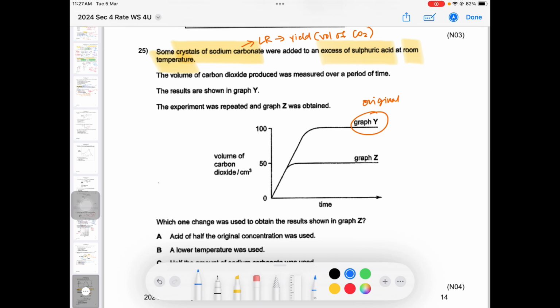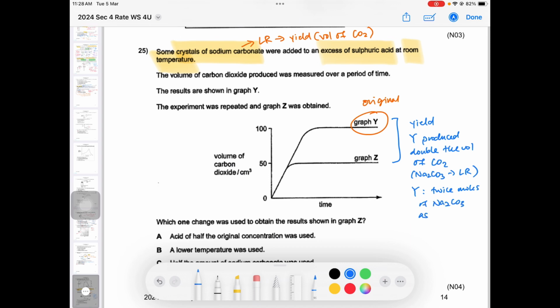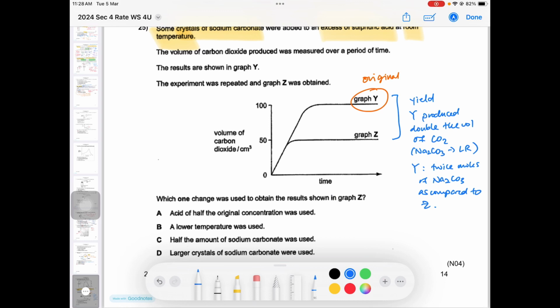So number one, if you look at the yield, I need you to see that Y produced double the CO2. And since sodium carbonate is our limiting reagent in this case, you can conclude that for graph Y, we used twice the number of moles of the limiting reagent sodium carbonate as compared to Z. In order to obtain this graph, I would have used twice the number of moles of sodium carbonate for the first experiment, giving us graph Y as compared to graph Z. So this is what you must be able to conclude.